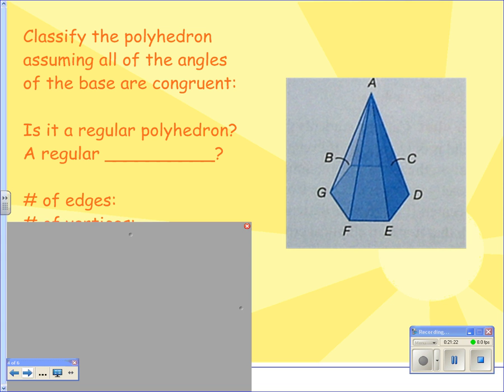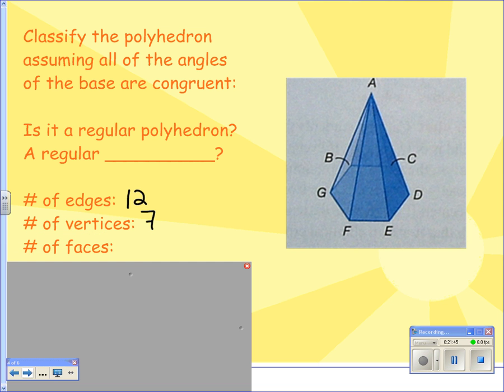Okay. How many edges does it have? Has 12, 6 on the bottom and 6 around. How many vertices does it have? 6 at the bottom and 1 up top. And then how many faces? Does that make sense? Any questions there? Okay.